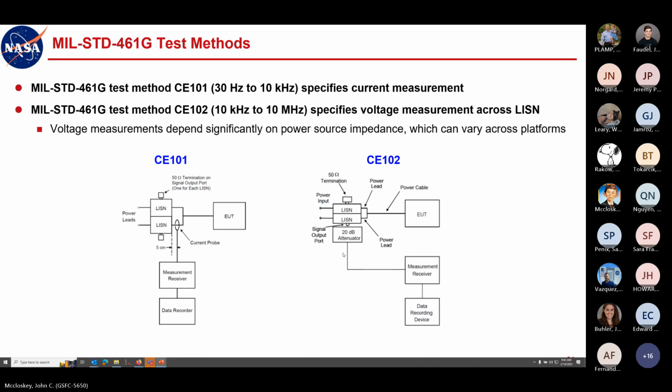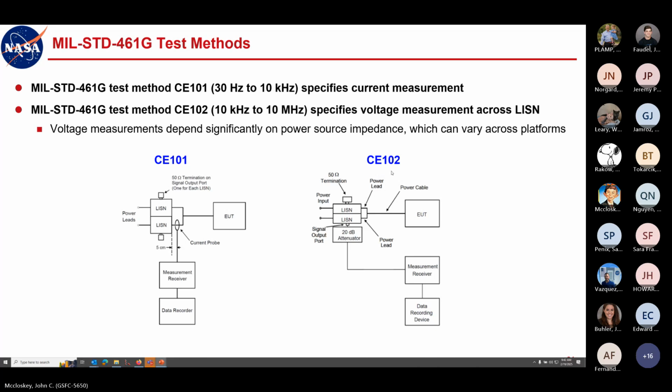Okay. Now, a voltage measurement is going to depend very significantly on the power source impedance, which can vary across platforms. This is why I do not like CE 102. We'll talk about more of that coming up.